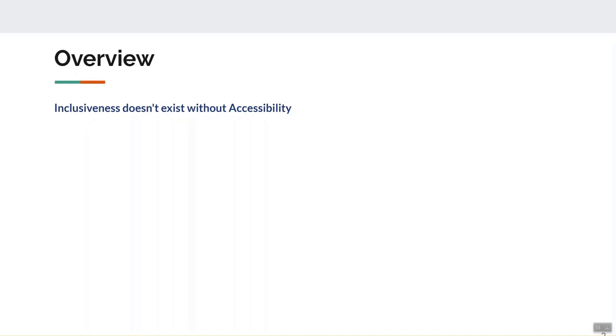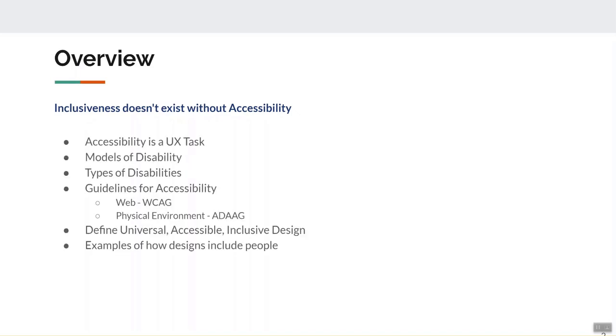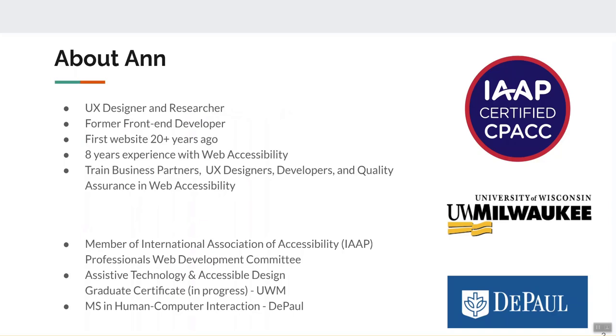Why did I come up with this topic? I was seeing a bunch of posts on LinkedIn that said inclusiveness, but very often they weren't talking about accessibility or people with disabilities. So what I'll be talking about today are how accessibility is a UX task, the models of disability, types of disability, guidelines for improving accessibility, the definition of universal, accessible, and inclusive design, and examples of how designs include people.